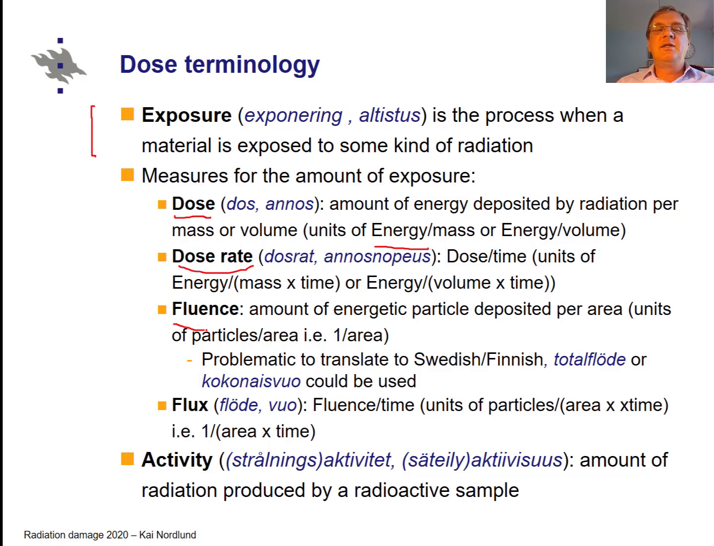Then fluence is defined as particles over area, or sometimes particles over volume, but it doesn't have energy units. So this is the big difference: the dose has energy units, fluence does not. Then there is flux, which is fluence over time. So once you know what fluence is, flux is very simple. And then there is the term activity, which means how much radiation is produced by a radioactive sample.